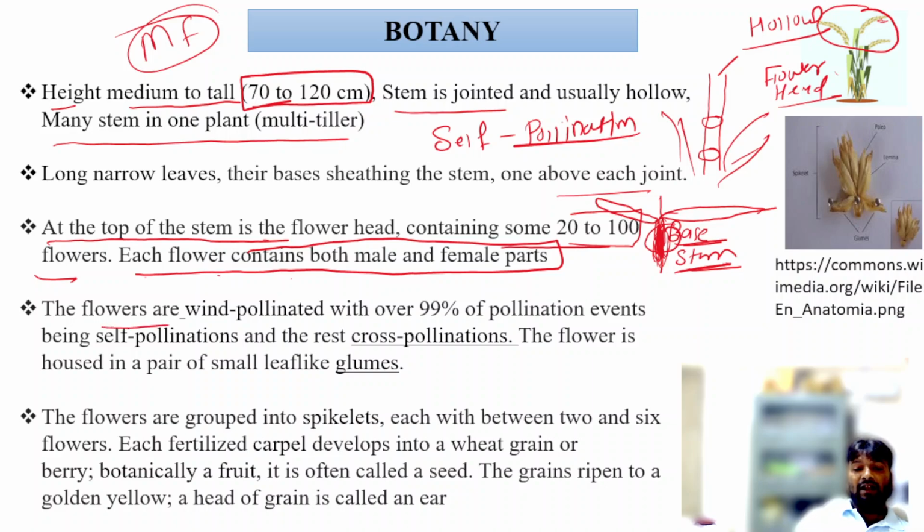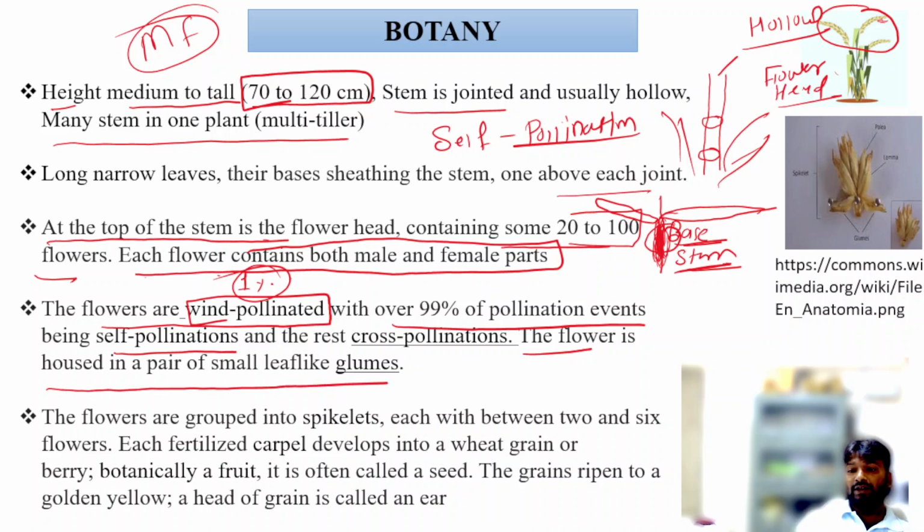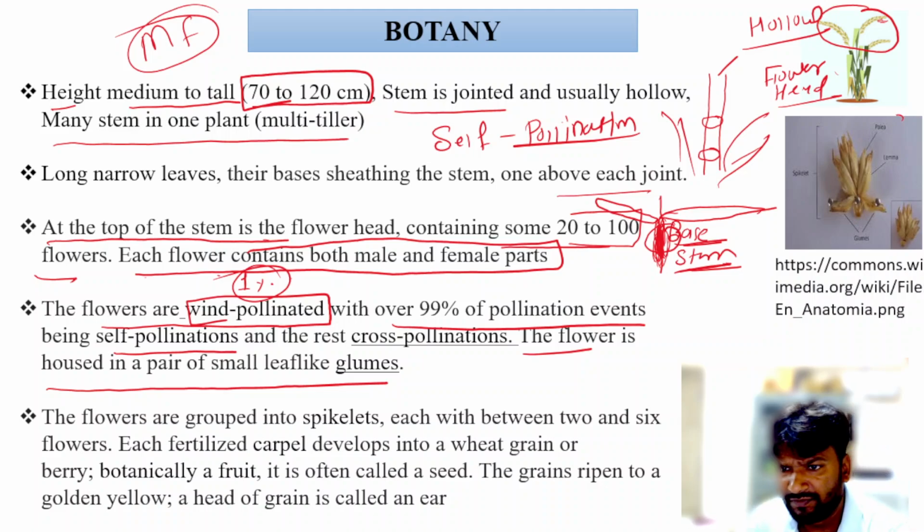So the flowers are wind pollinated, while more than 99% of pollination events are self pollinated. Only 1% is wind pollinated. The flower is housed in a pair of small leaf-like blooms. So these are blooms.